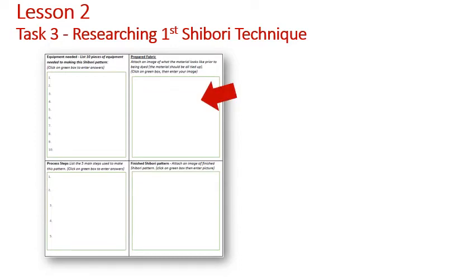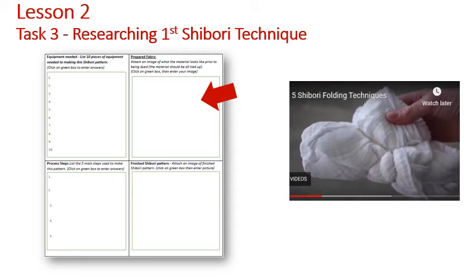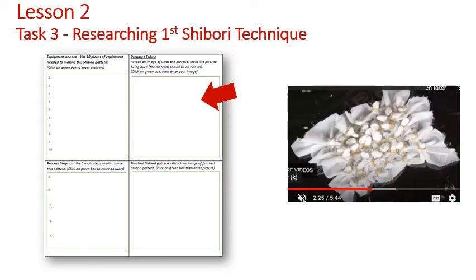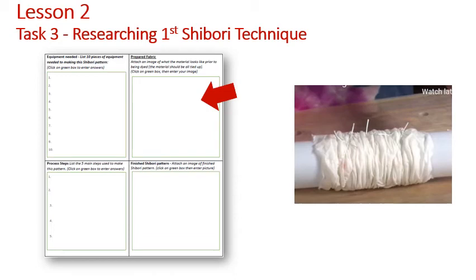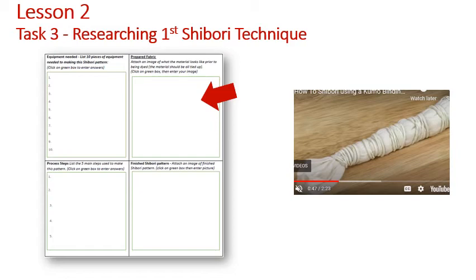Okay, the next area you need to fill in is the prepared fabric. So this is before you put the dye on. There's lots of different ways of preparing fabric, and it's going to look very different depending on the Shibori method you've chosen. This one is very geometric. This one's all scrunched up and tied up with rubber bands. This one's tied up with string and it's on a pole. And that's the last one we saw.